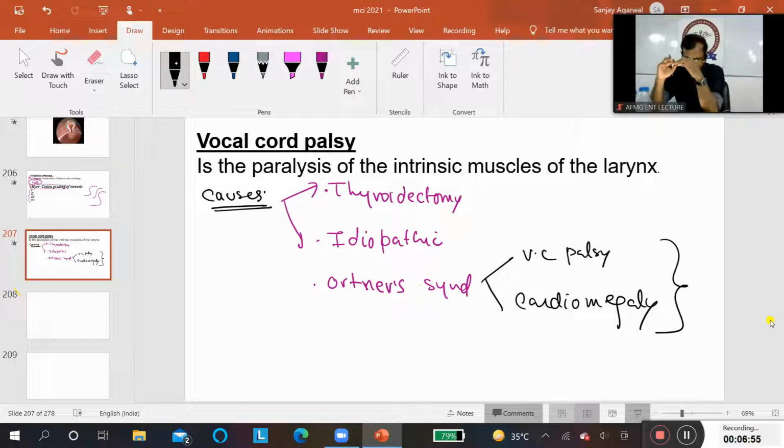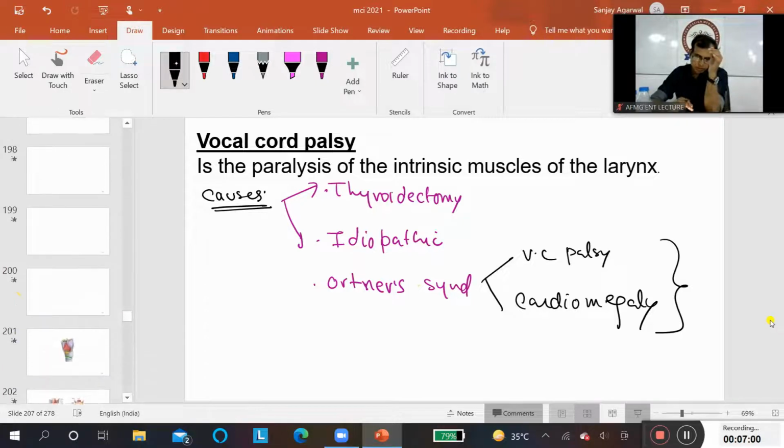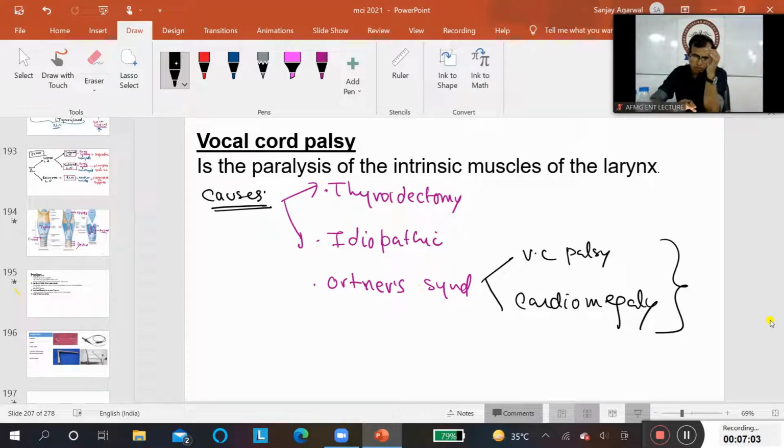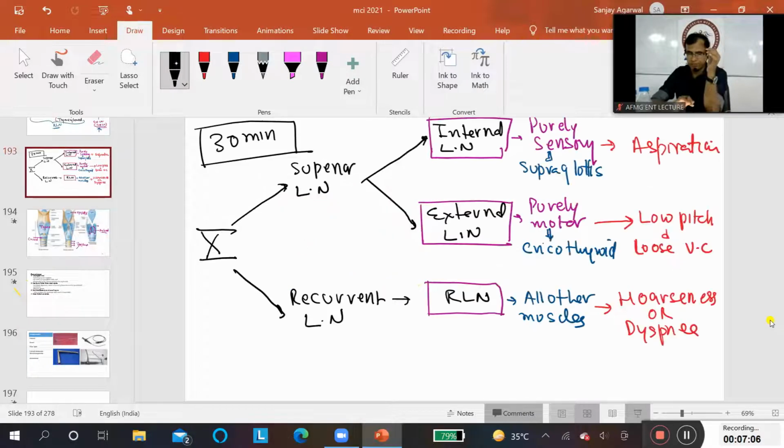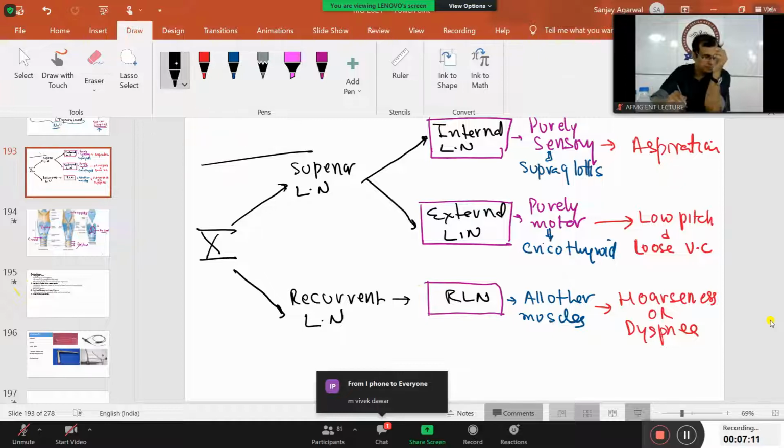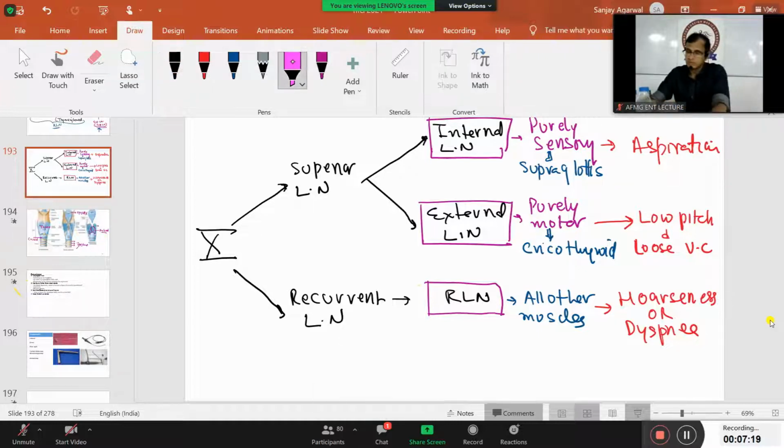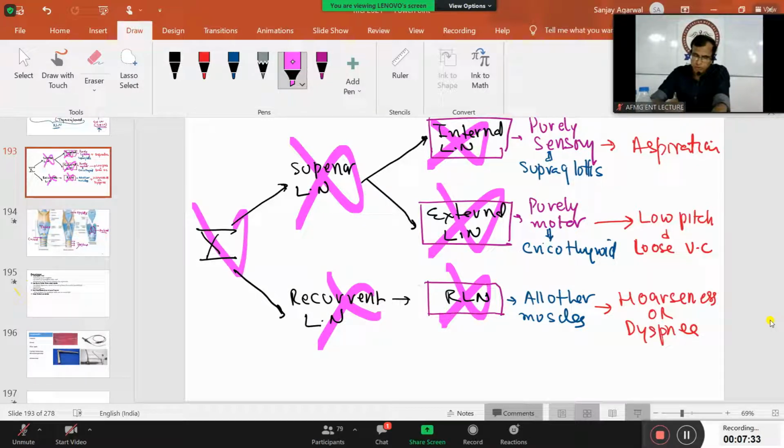Now, whenever we have vocal cord palsy, it is usually due to trauma of these nerves that we have done already. So, which nerve will get damaged? It is possible to have this nerve damage. It is possible to have this nerve damage. It is possible to have this nerve, which is same as this nerve damage. It is possible to have this one. It is possible to have this one.